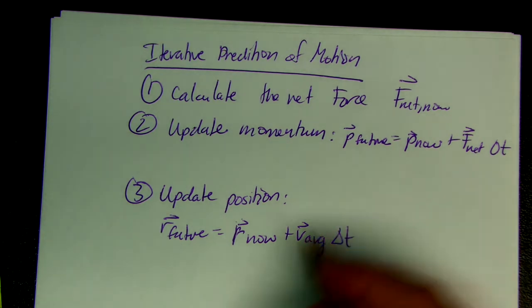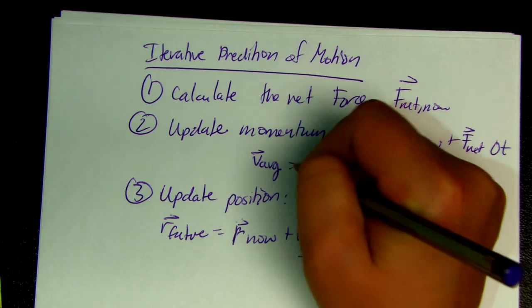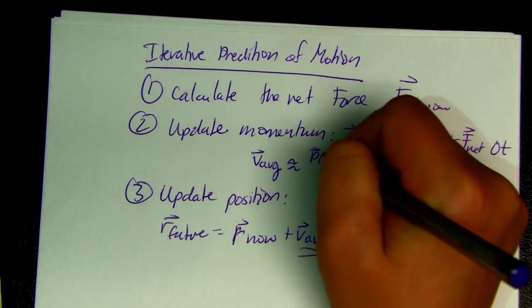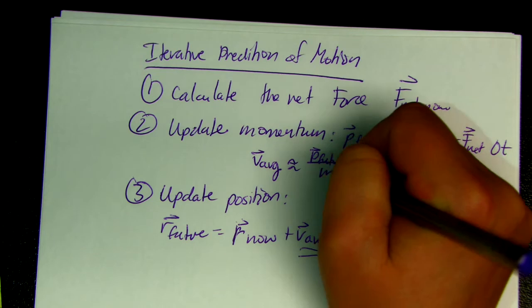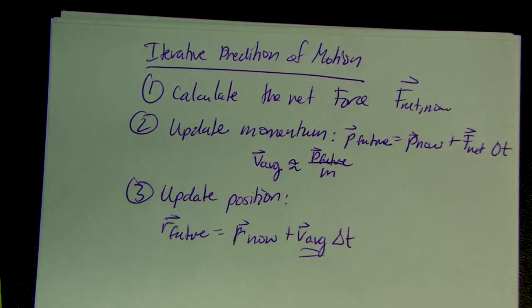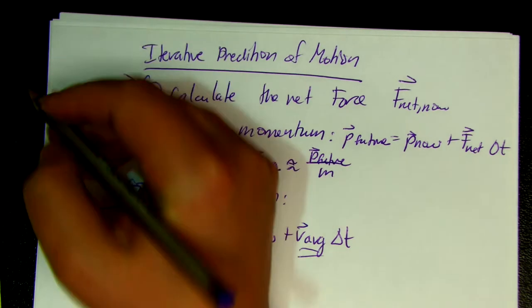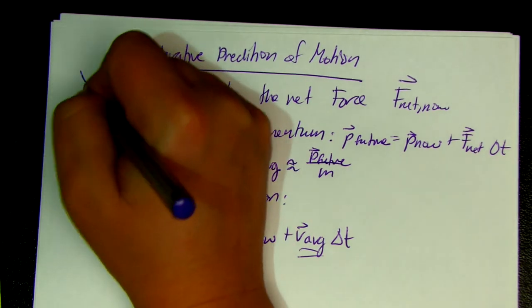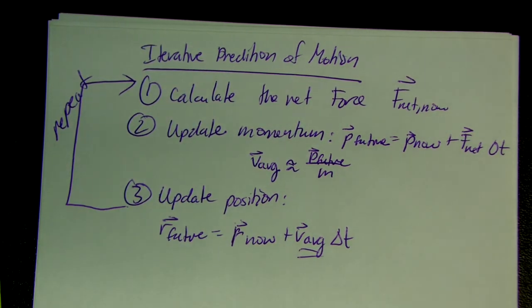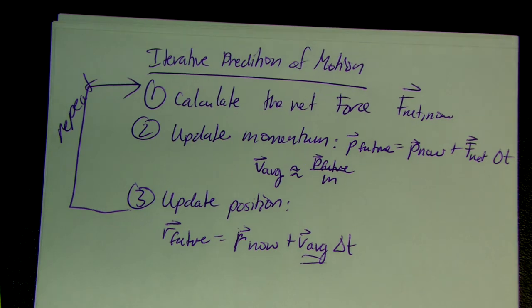And for this, V average is going to be approximately future momentum divided by mass. We'll explain later on why that is a good enough approximation. If you just repeat these steps, you could predict an object's entire path of motion. Now, you'd want to use a computer program for that, so we only do a couple steps just to illustrate how this works.